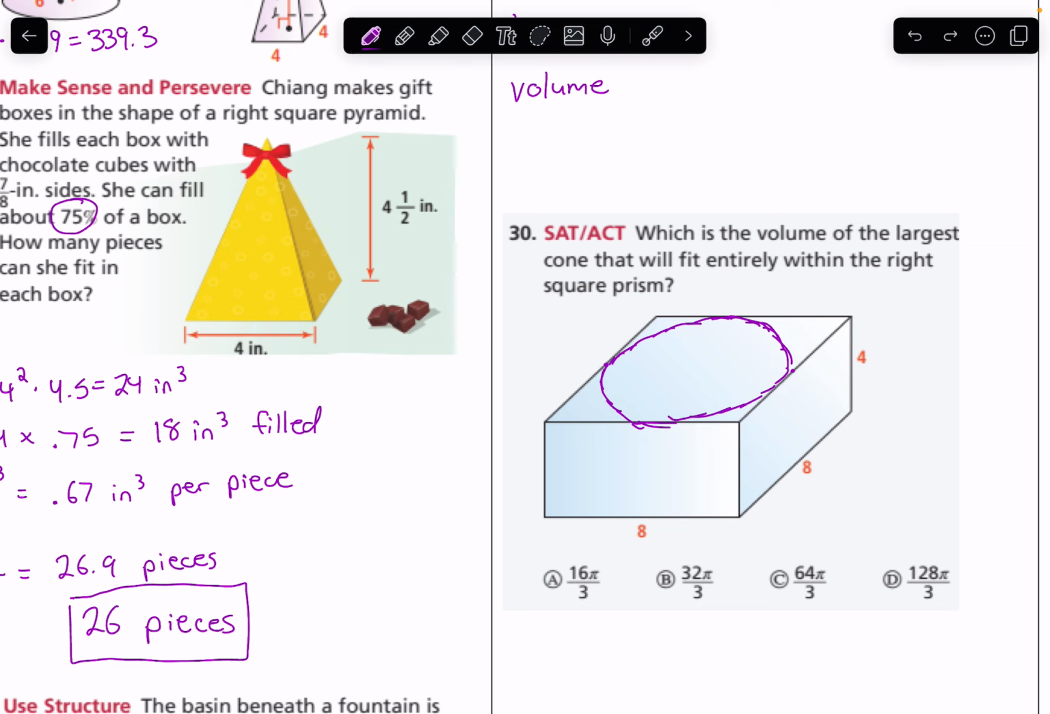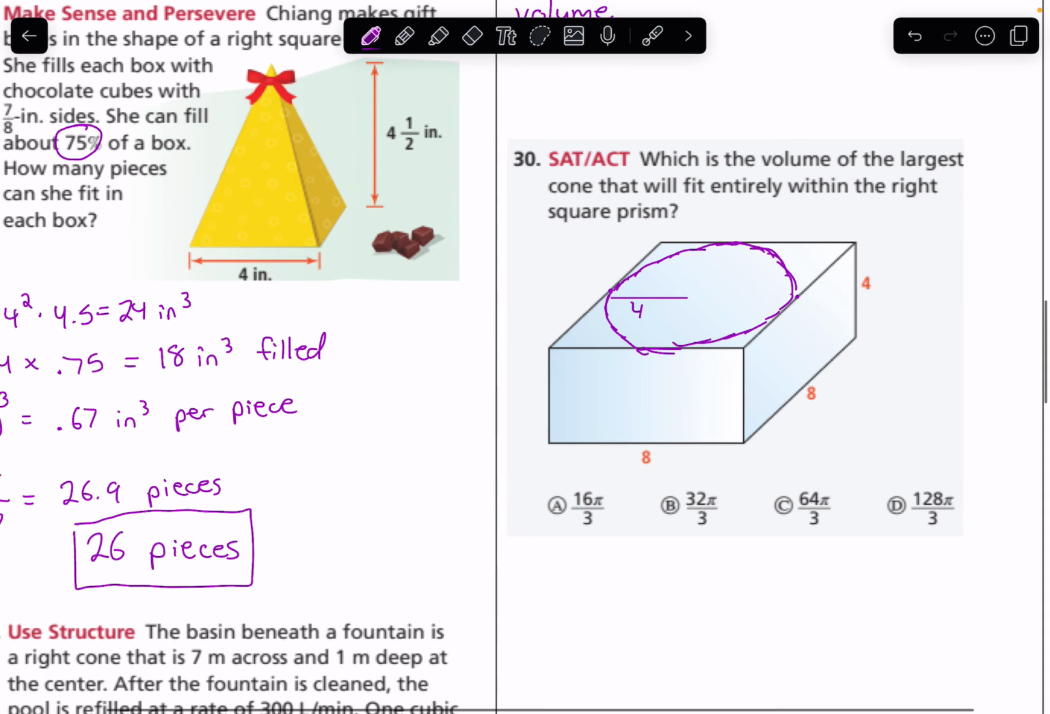And that cone is going to have a radius of 4 because that's half of the base. So all we need to do is 1/3, because it's a cone, times pi times 4 squared, times the height of the shape, which is the same as the height of the rectangle, which is 4. That gives us 64/3 pi, or letter C.